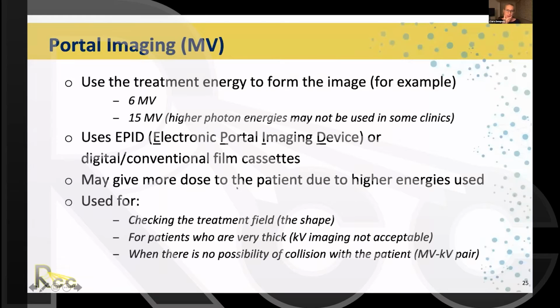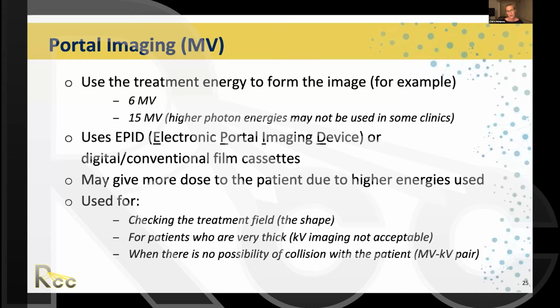MV portal imaging uses the treatment energy to form the image. For example, you might use a 6 MV beam to create your images. Some clinics will use higher photon energies, like a 15, but sometimes the higher photon energies don't give very good images, so some clinics may choose not to use those. What it uses is an EPID, which stands for electronic portal imaging device. That's the flat panel that your photons hit to create the image.